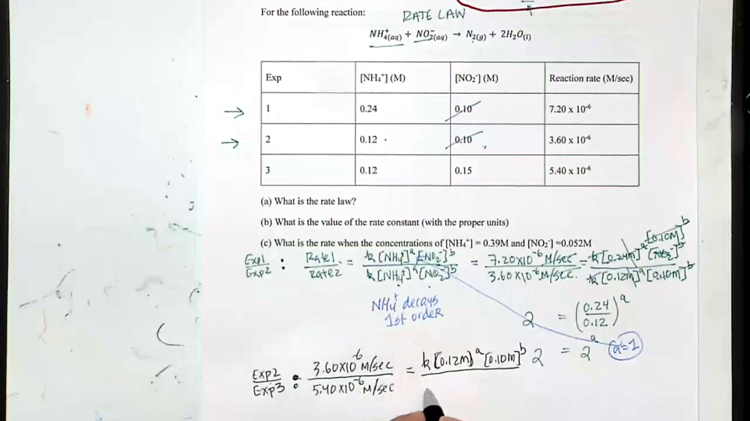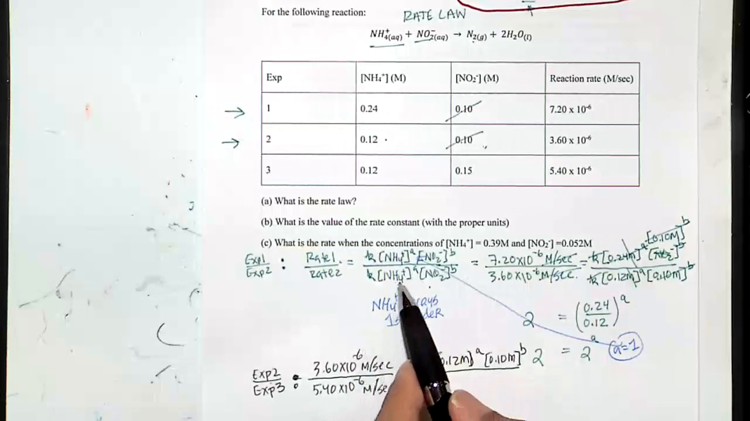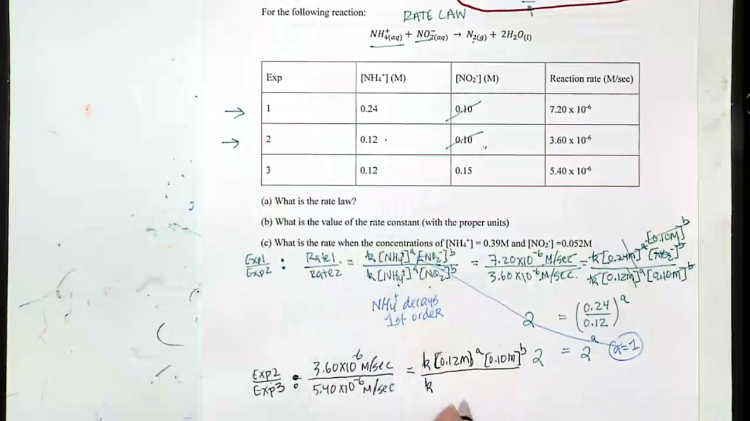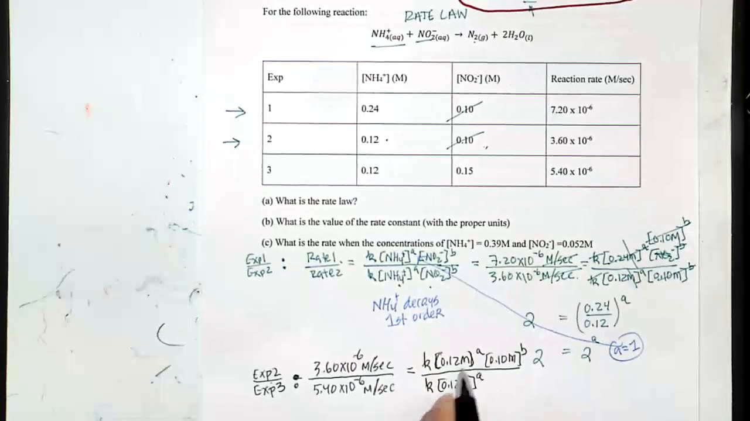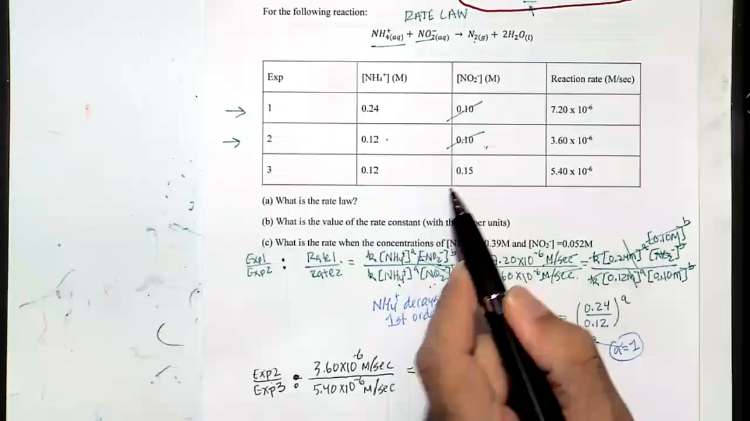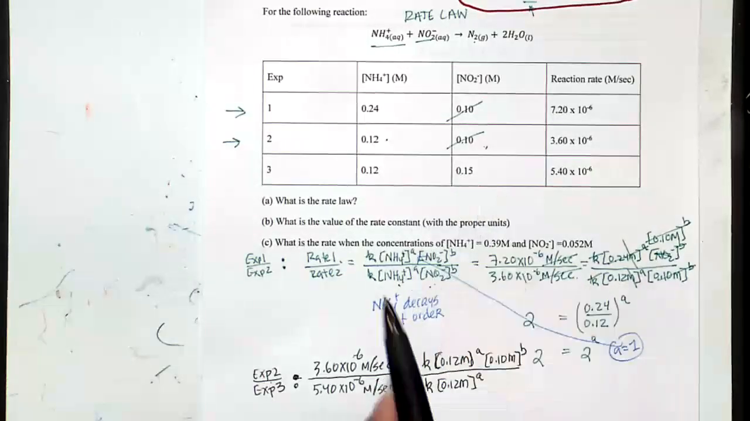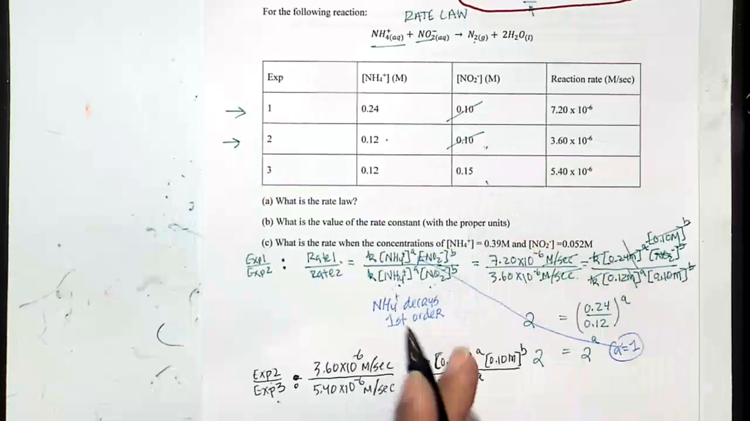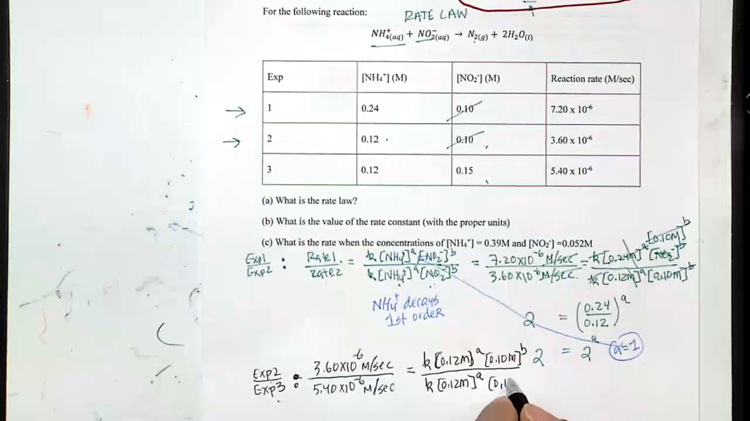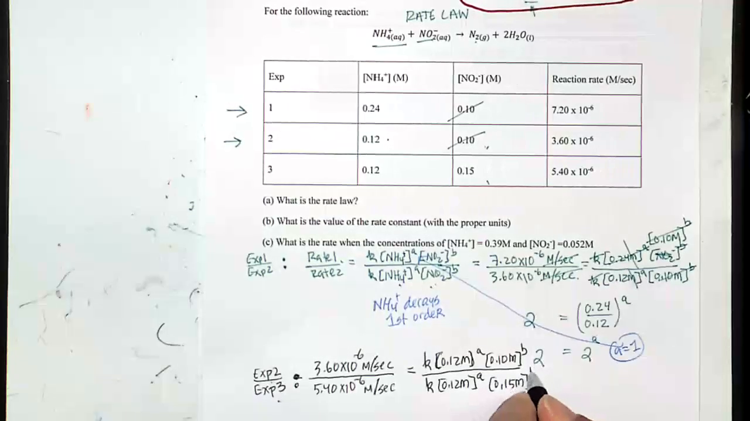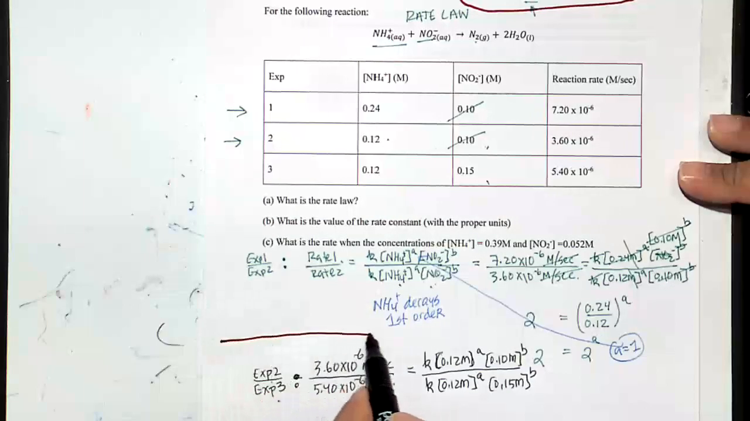And then experiment 3. What is NH4 plus for experiment 3? 0.12 molar. And what's NO2 minus for experiment 3? It's going to be 0.15 molar raised to the power of B. Just put this up here.